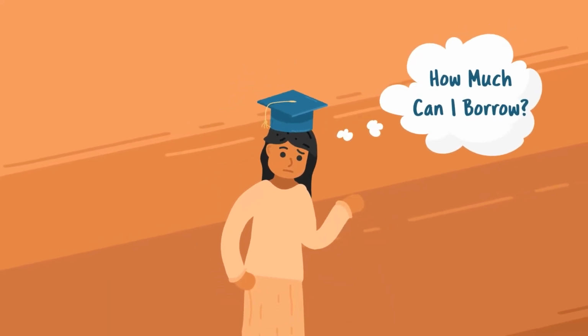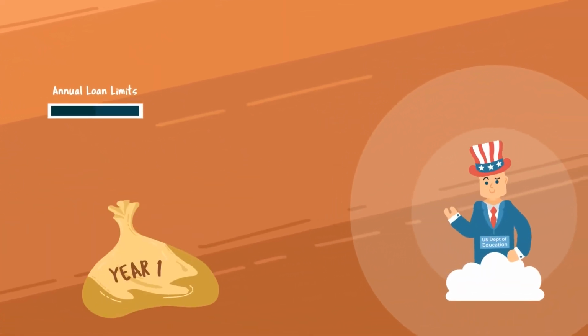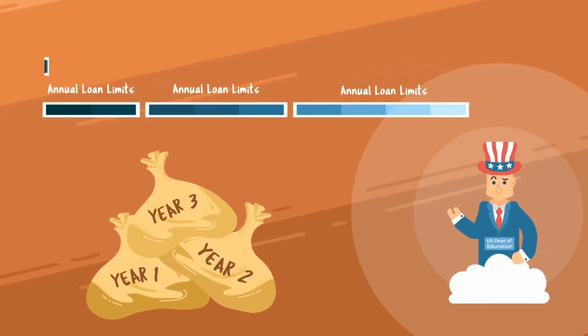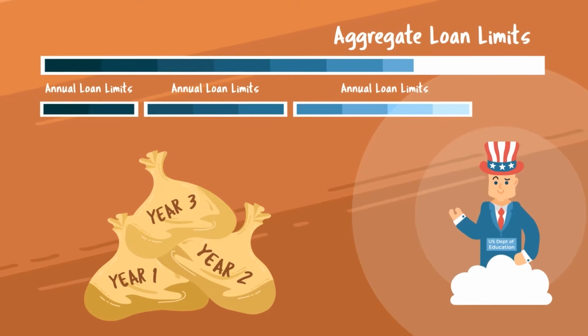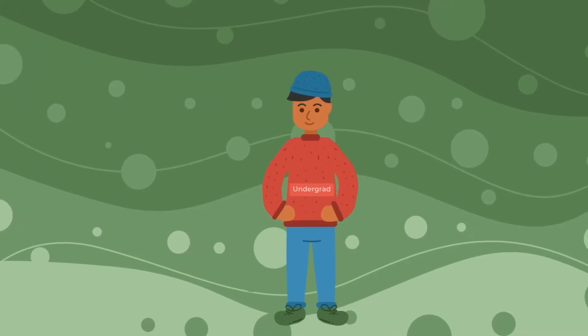Which is dependent on a number of factors. The government has annual loan limits, which limit how much you can receive in federal loans for any single year, and aggregate loan limits, which limit the total amount you can borrow from the government for undergraduate and graduate studies in total. Let's start with annual loan limits for undergraduates.